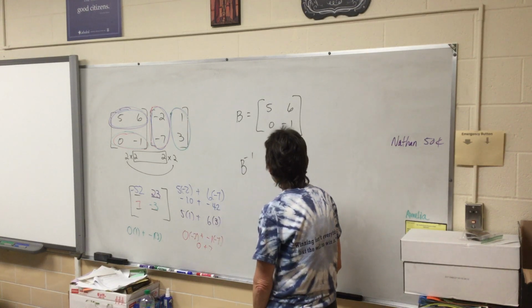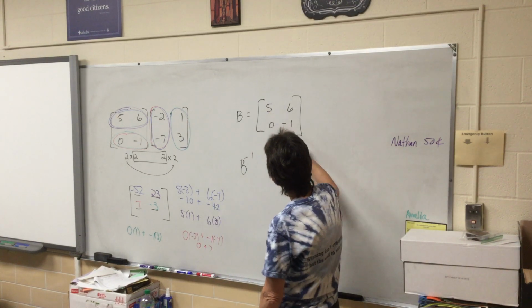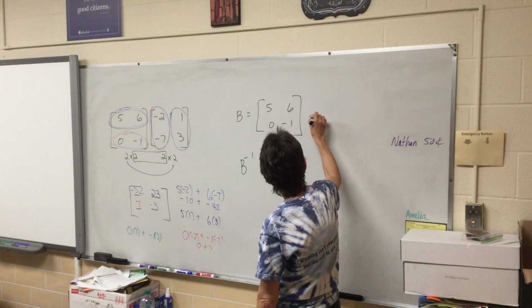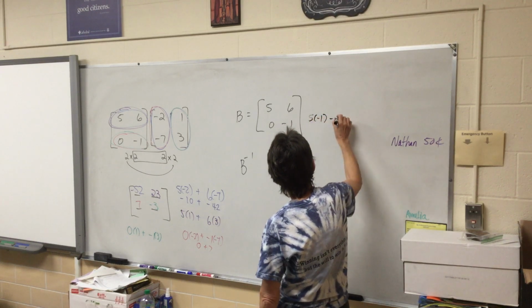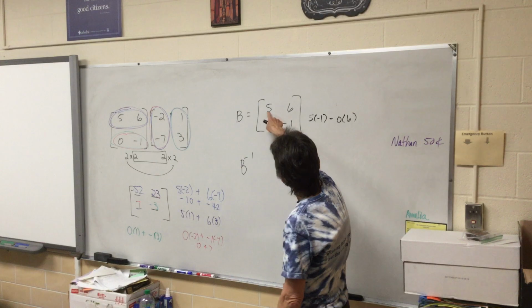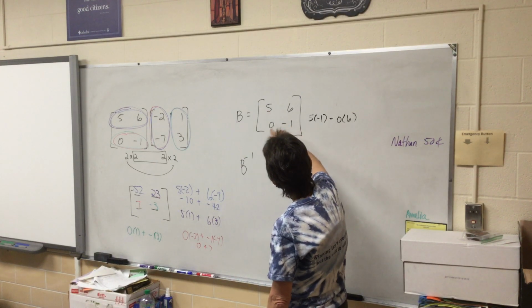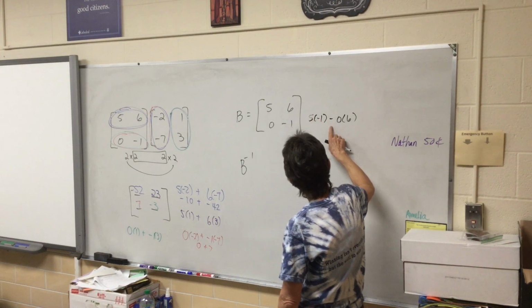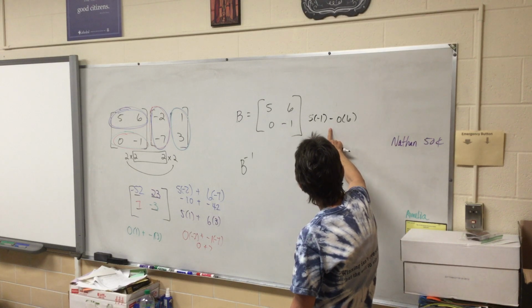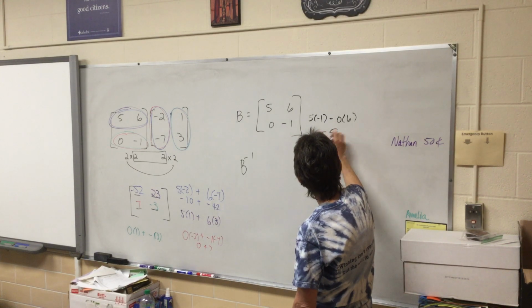First, we're going to find the determinant. So the determinant is 5 times -1 minus 0 times 6. Multiply these, and subtract them. That's the determinant. So that's -5.